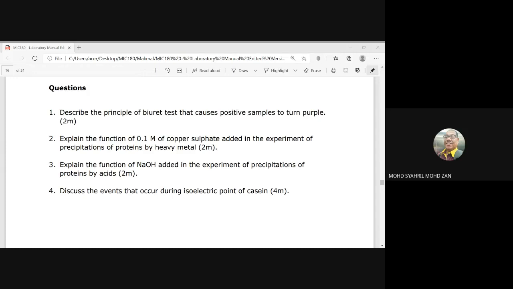So is there any question here? Is there any other question before we continue, to know the principle of the experiment? Okay, if there are none, we continue. Alright.